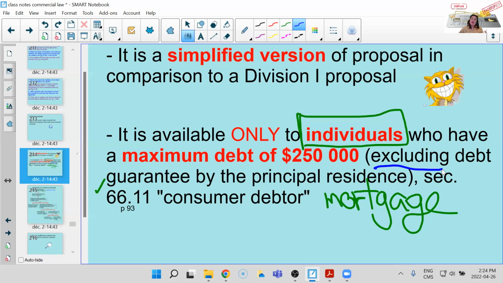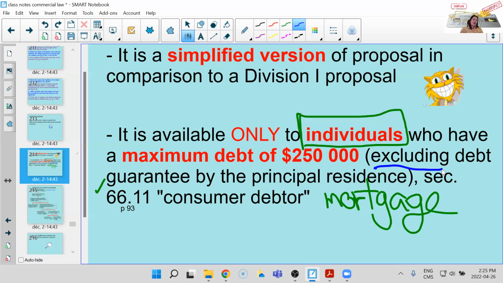I have a condo that I use in Bromont in the winter to go skiing. If on that condo in Bromont I have $75,000 worth of mortgage, that mortgage counts. Why? Because it is not the mortgage on the main residence. The main residence is where I live. You know that. You've seen this in Civil 1. So we'll have a chance to work with this.